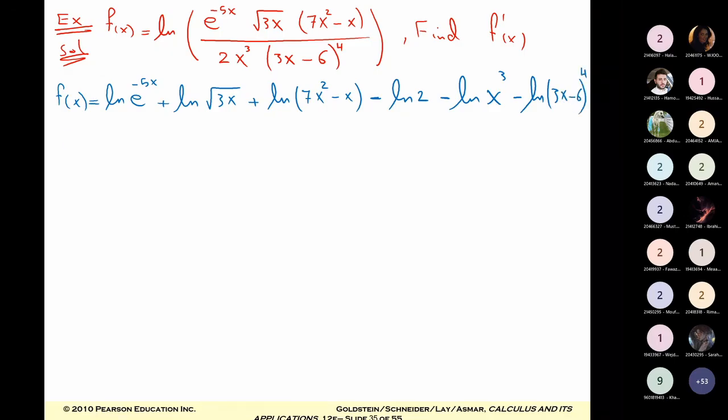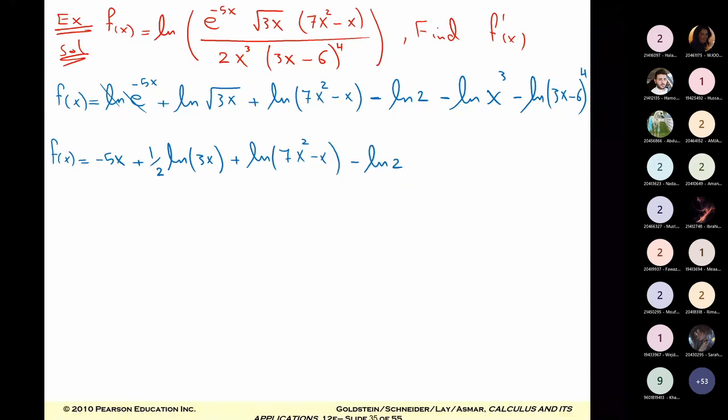Okay, now simplify. We remove e with ln, negative 5x plus, if we have a radical, this is a half. So this is half ln 3x plus ln of 7x squared minus x minus ln 2 minus 3 ln x minus 4 ln of 3x minus 6, like this.